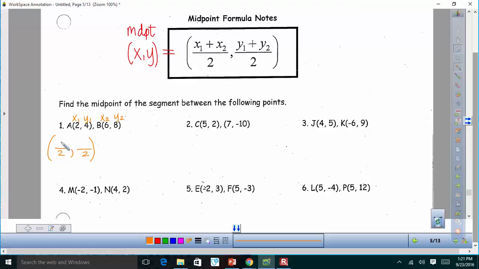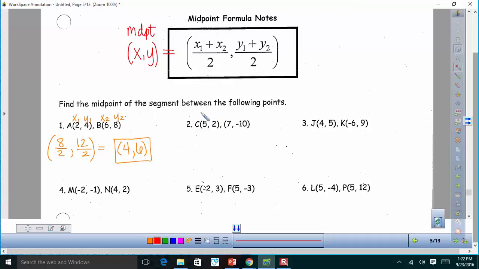So on top of the first fraction, we're doing x1 plus x2. So 2 plus 6, what does that give me? 8. Then on the other one, it's 4 plus 8, which is 12. Okay? So that means my midpoint is going to be 8 divided by 2, which is 4, comma, 12 divided by 2 is 6. So the midpoint is 4, 6.